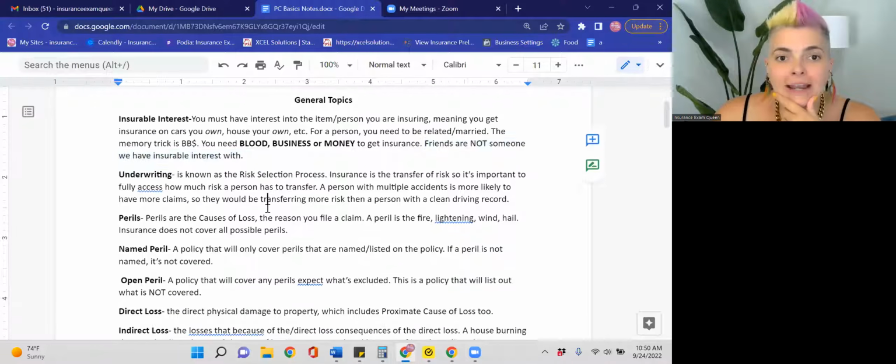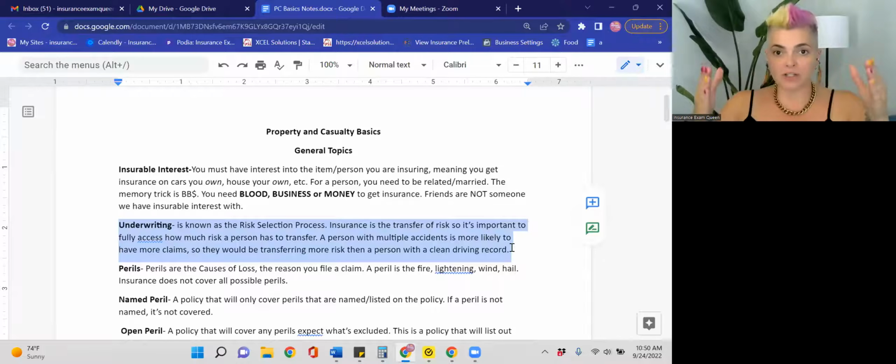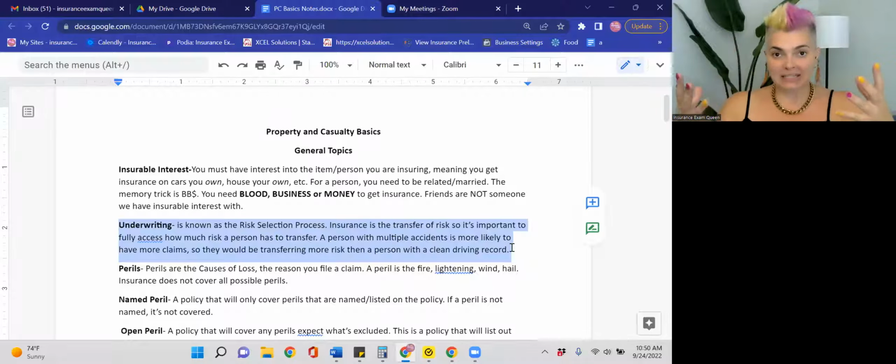Okay. All right, now underwriting. So when you say, I have this house that I want to insure, the insurance company is going to underwrite it. Now, underwriting it is figuring out how risky is it? Because if insurance is the transfer of risks, I'm going to give you my risk of my house burning down. They need to know how risky. And underwriting is basically figuring out how risky. Underwriting is known as the risk selection process.